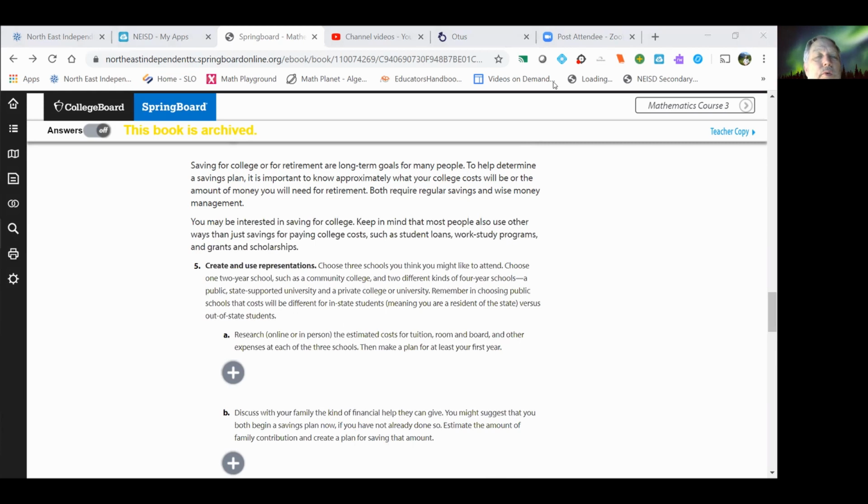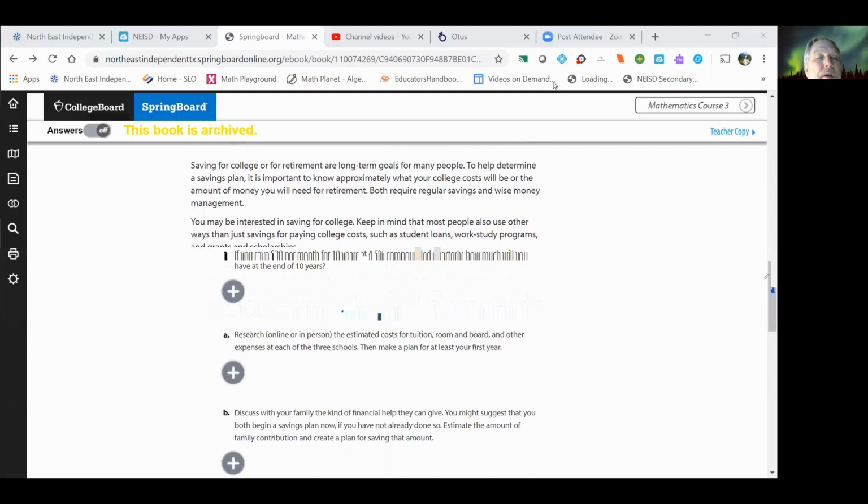Saving for college or for retirement are long-term goals for many people. To help determine a savings plan, it is important to know approximately what your college costs will be or the amount of money you need for retirement. Both require regular savings and wise money management. You may be interested in saving for college. Keep in mind that most people also use other ways other than just saving for college, such as student loans, work-study programs, grants, and scholarships.